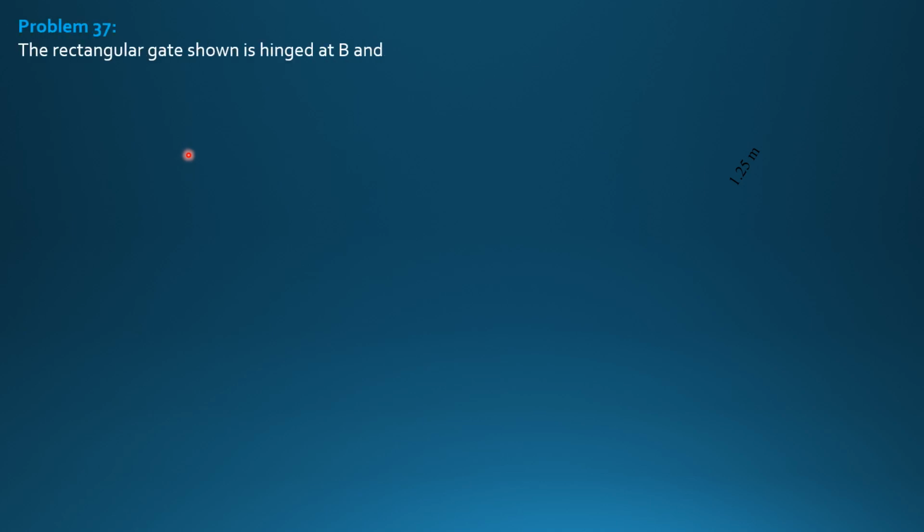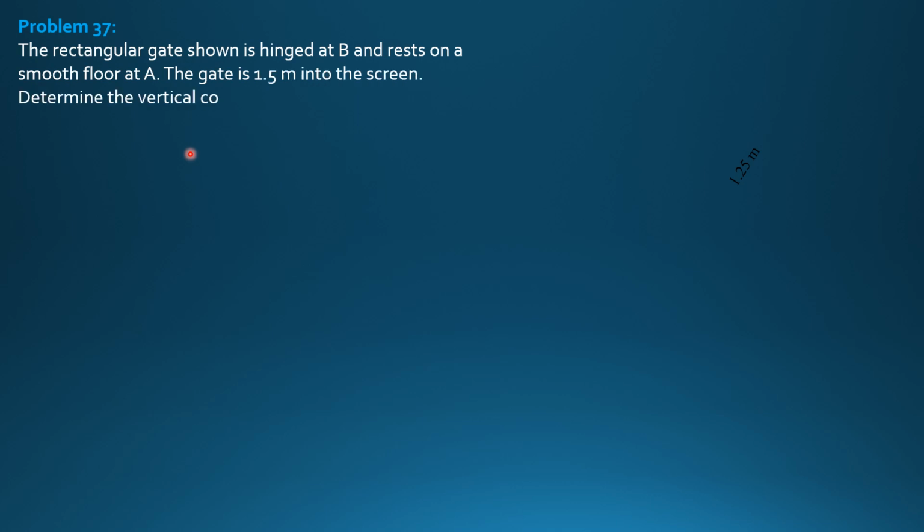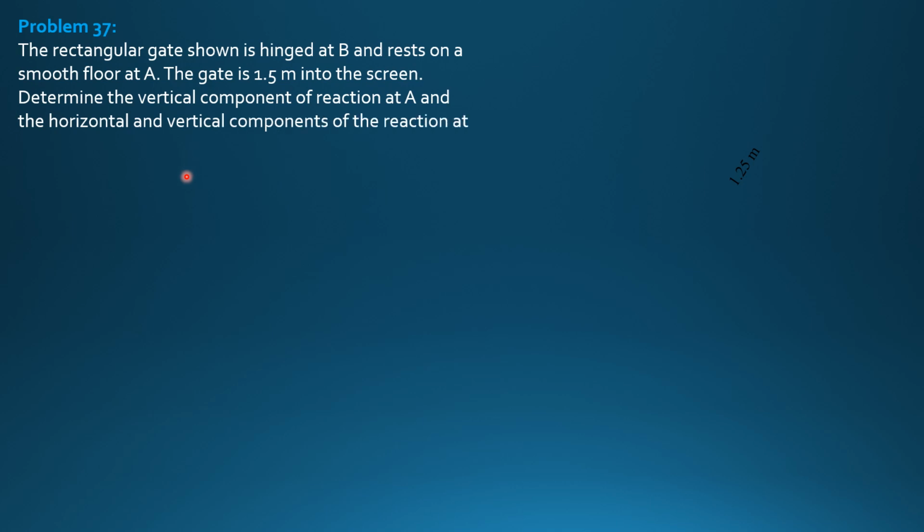37. The rectangular gate shown is hinged at B and rests on smooth floor at A. The gate is 1.5 meters into the screen. Determine the vertical component of reaction at A and the horizontal and vertical components of the reaction at B.